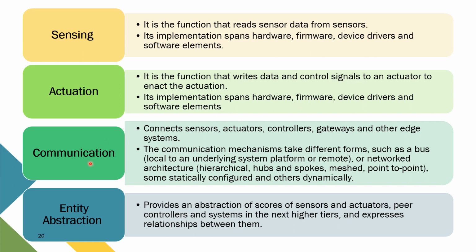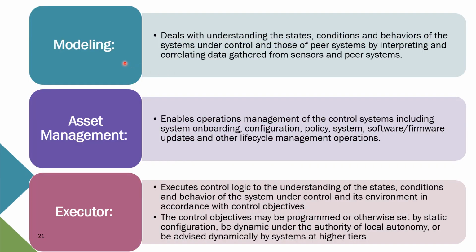The next one is communication. Communication is where it connects the sensors, actuators, controllers, gateways, and other edge systems. The communication mechanism takes different forms such as a bus or network architecture, and may be statically configured or dynamically configured. The next one is entity abstraction. It provides the abstraction of sensors and actuators, peer controllers and systems in the next higher tier, and expresses relationships between them.